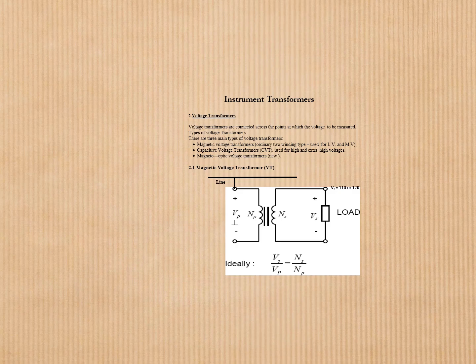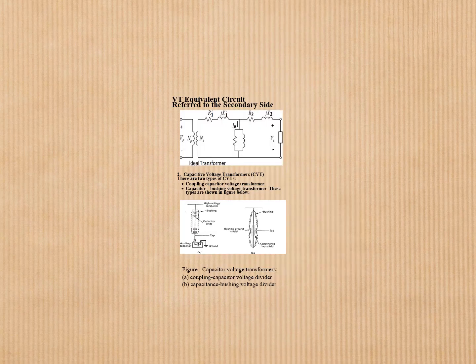Magnetic voltage transformers, VT. This is the diagram for magnetic voltage transformers. Ideally, Vs by Vp equals Ns by Np. VT equivalent circuit referred to the secondary side. This is the ideal transformer circuit.